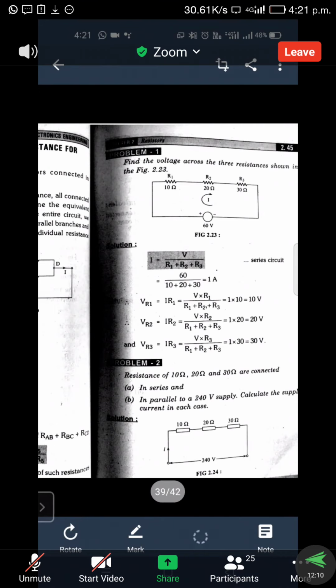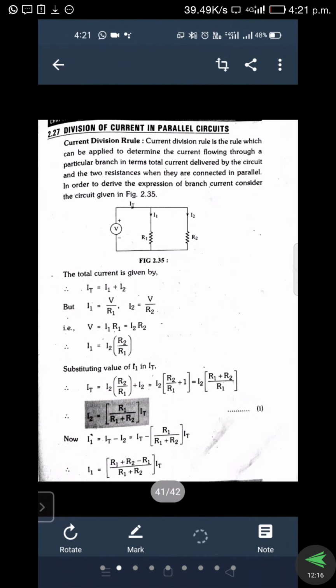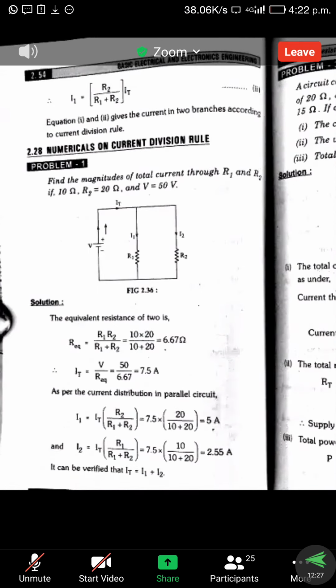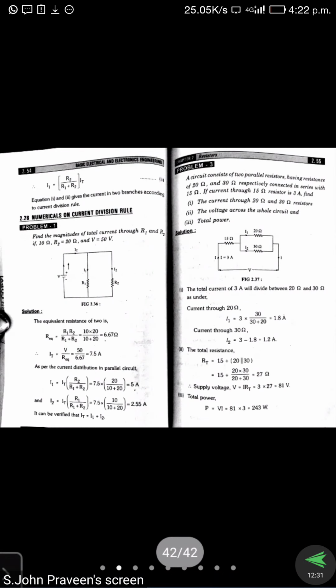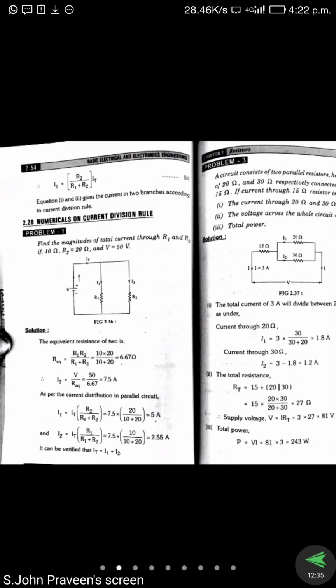That is a series connection. Next it is a parallel connection. Next is current division, which means the same as the parallel connection. We use the same concept here, and based on that we calculate the current for individual resistors. In that case we use the total, but in this case we do the individual calculation. So this is about the first and second chapter.